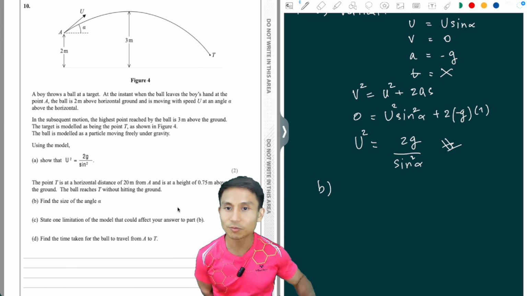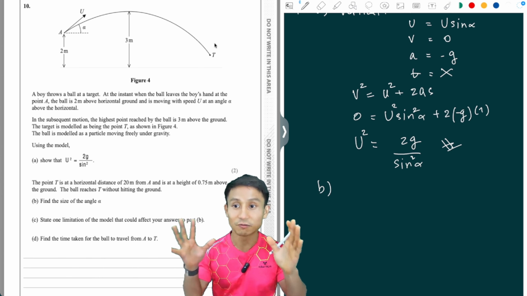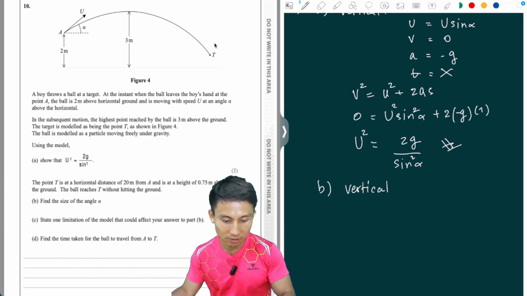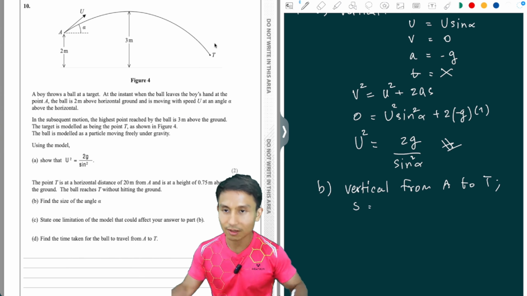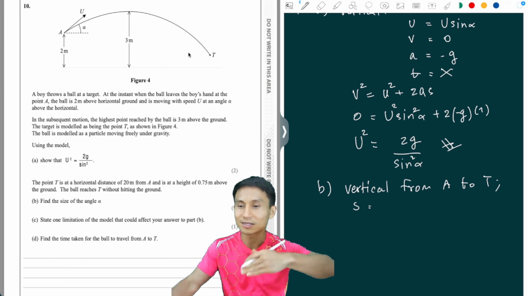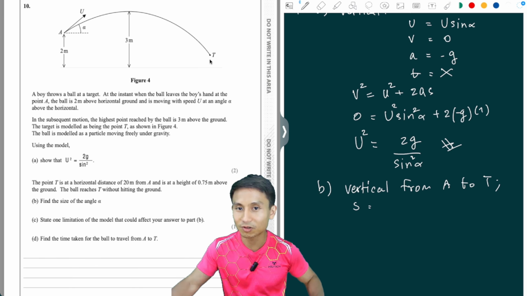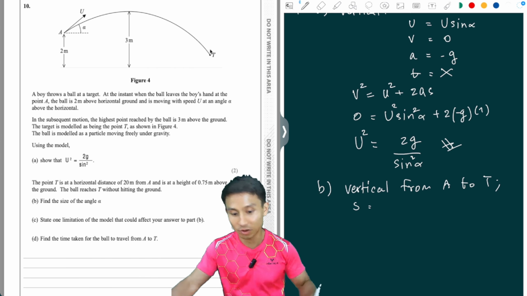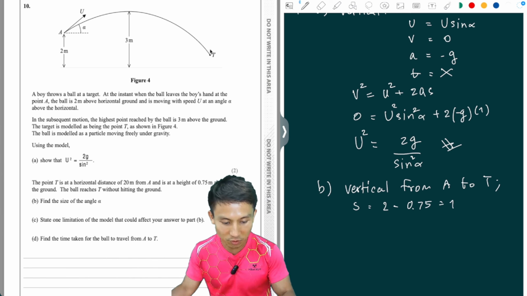All right, so we need to consider point T. And it says this is at the height of 0.75 from the ground. So from A to T, if we consider the vertical motion, what would be the displacement? Again considering downwards as negative and upwards as positive. So from A down to T, vertically down, right? Because from A to the ground is 2, but from T to the ground is 0.75. That means from A, which is around here, to T would be 2 minus 0.75, which is 1.25.